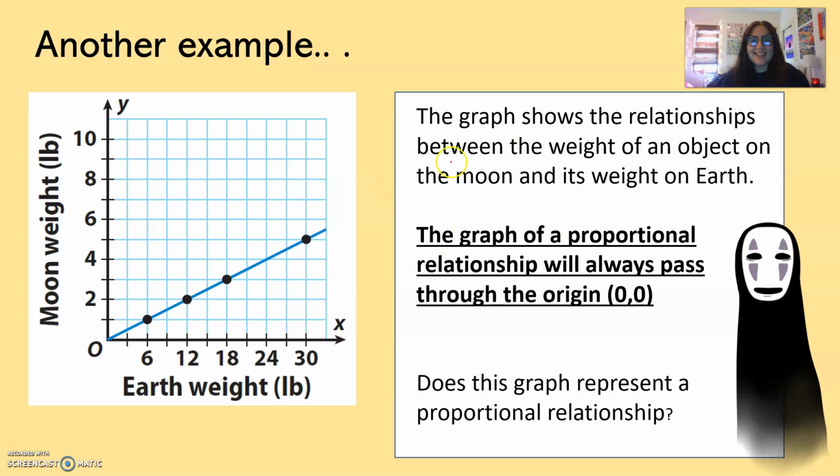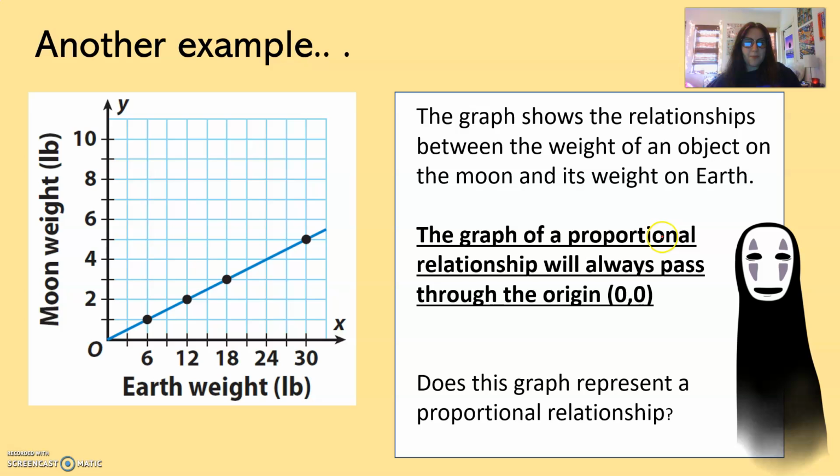I'm not a scientist. So here's my Earth weight on my x-axis. We're going to be seeing a lot of graphs in this unit, so we'll get used to reading our graphs. My x-axis label is Earth weight, and my y-axis is moon weight.